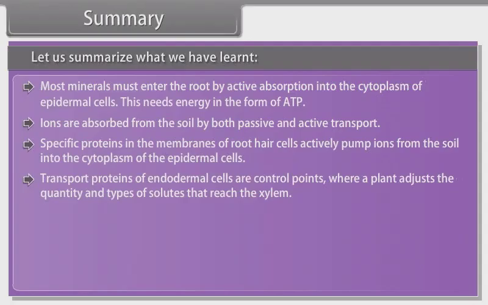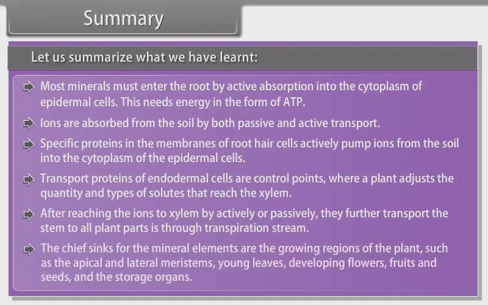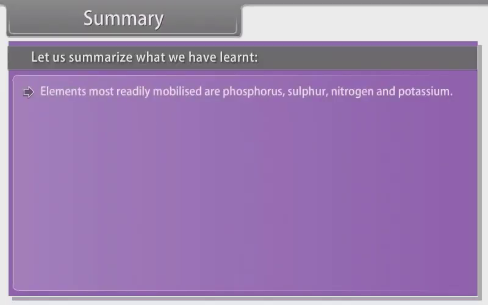that reach the xylem. After the ions reach the xylem, actively or passively, the further transport from the stem to all plant parts is through the transpiration stream. The chief sinks for the mineral elements are the growing regions of the plant, such as the apical and lateral meristems, young leaves, developing flowers, fruits and seeds, and the storage organs. Elements most readily mobilized are phosphorus, sulfur, nitrogen and potassium.